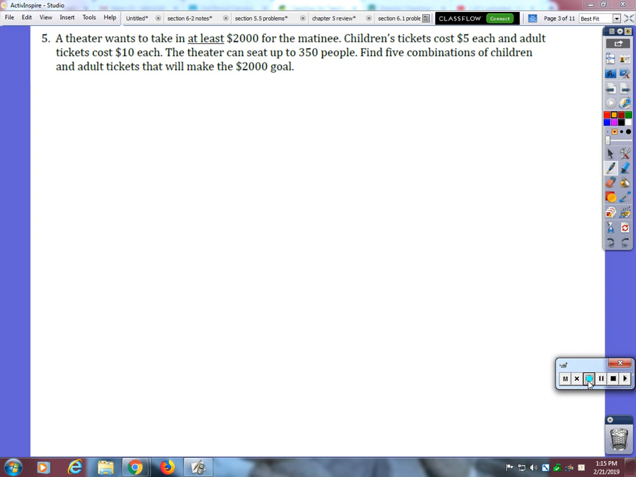Okay? Give me one. So 30 adults and 50 children. Let's check and see. How much would they make off of the 30 adults? $300. Because tickets for them are $10 each. So that's $300. How much would they make off of the 50 children?